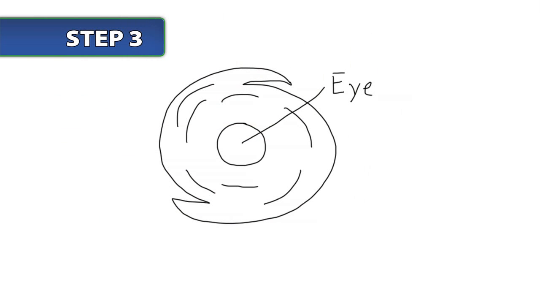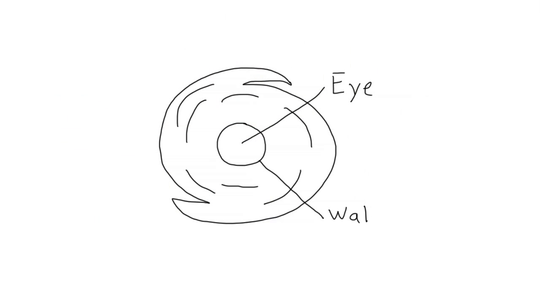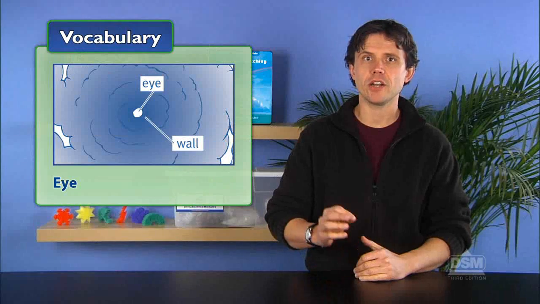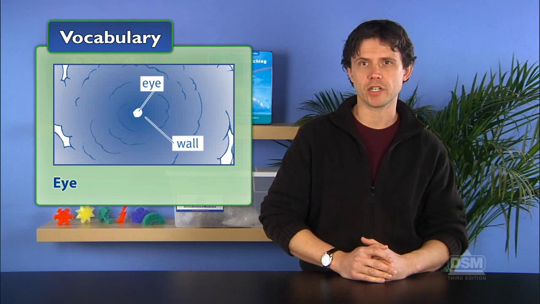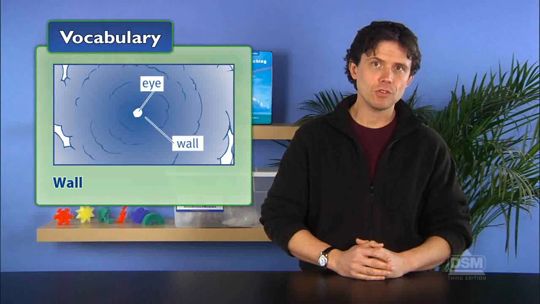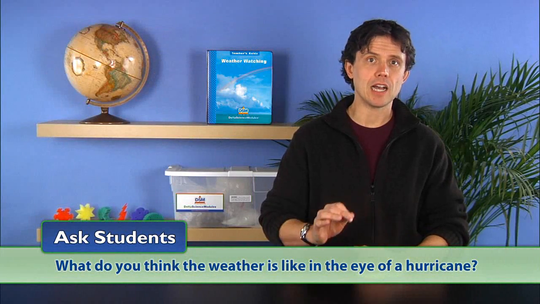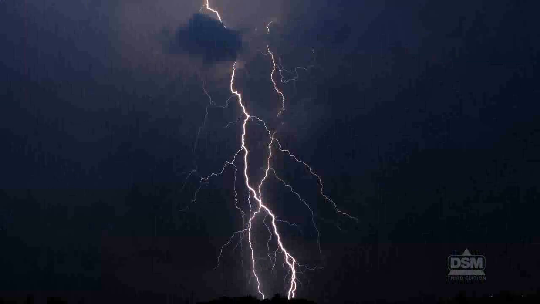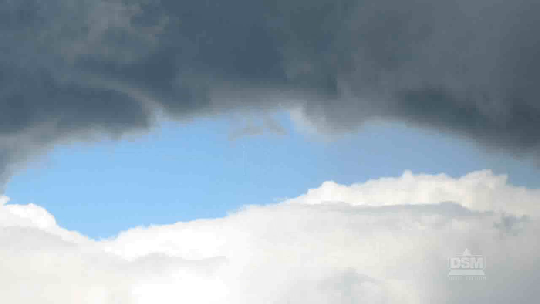Next, draw a hurricane and label the wall and eye. Define the eye as the area of calm weather in the center of the hurricane and point out that the wall surrounds the eye. Ask students, what do you think the weather is like in the eye of a hurricane? Some students may know that it is very calm in the eye of a hurricane. While the winds in the wall might howl at speeds of over 150 miles per hour, accompanied by torrential rain, thunder, and lightning, in the eye of a storm, it may be sunny and the air very still.